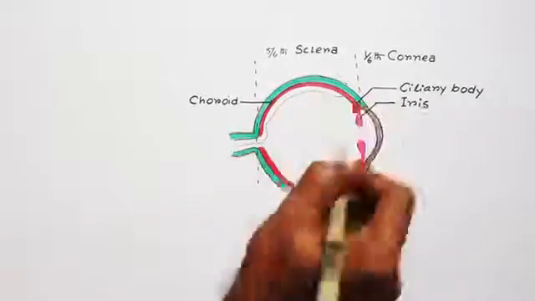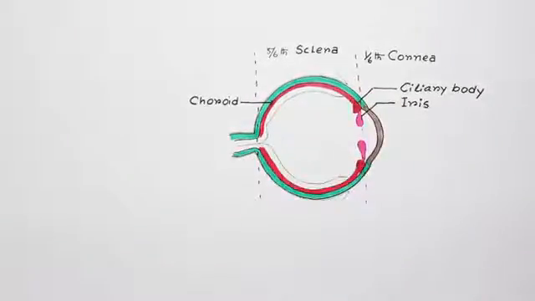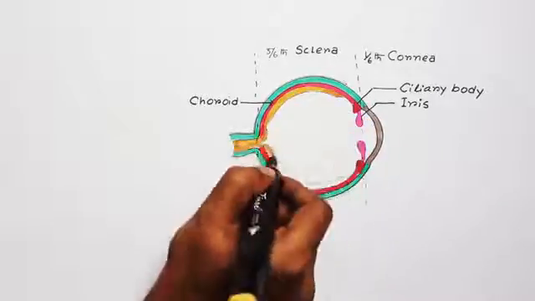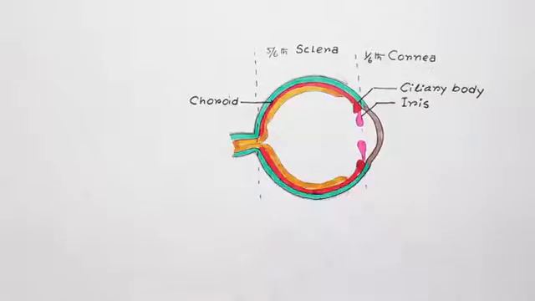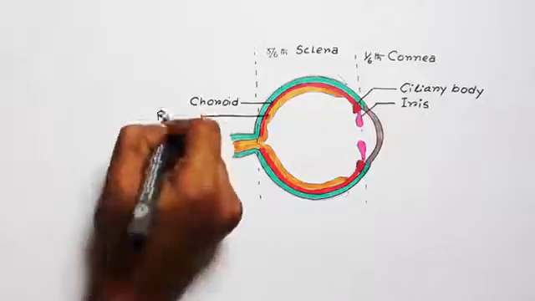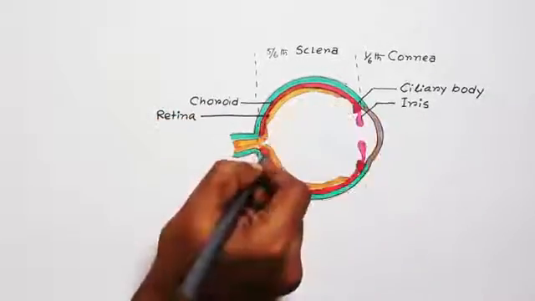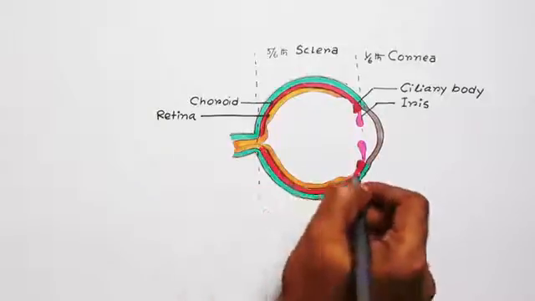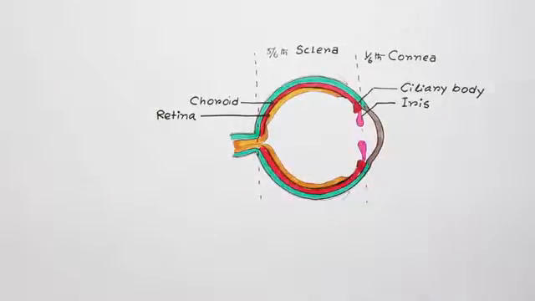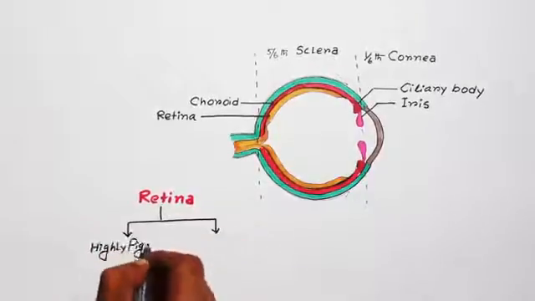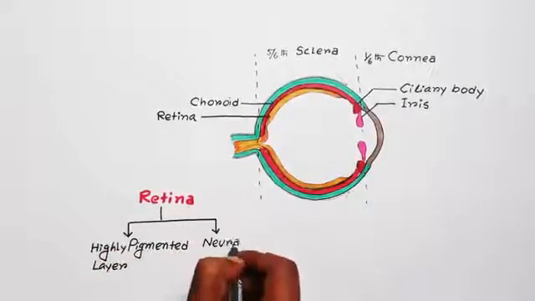Now, the most important part is the inner layer. Only this layer can convert the electromagnetic energy into electrochemical signals. This layer is called retina. If you enlarge this portion, you will see retina has two parts, one highly pigmented layer and a neural layer. This highly pigmented part is firmly attached with the choroid.